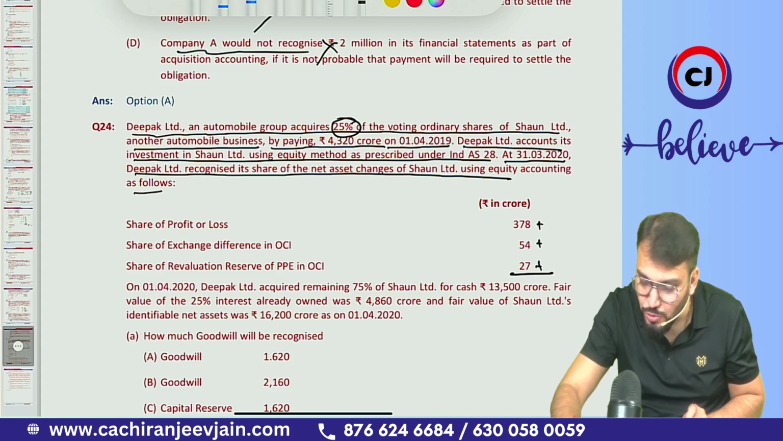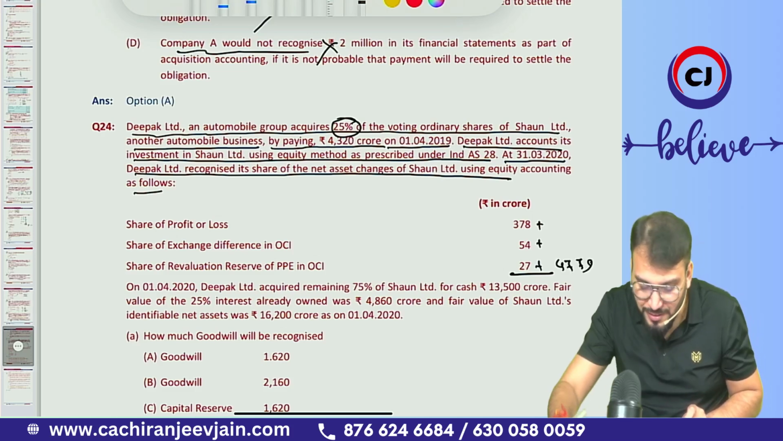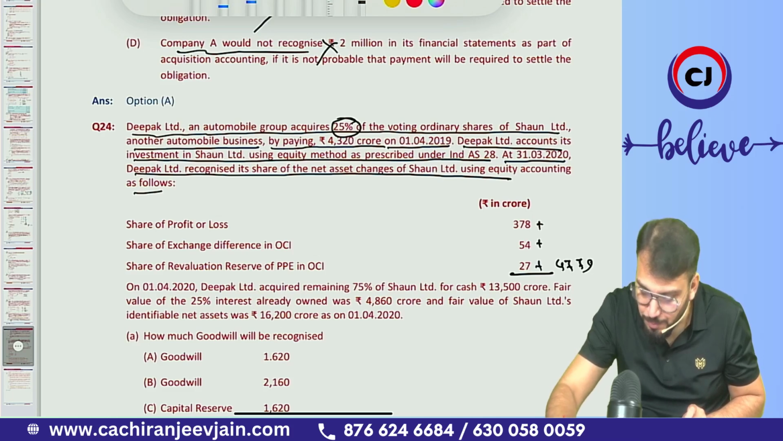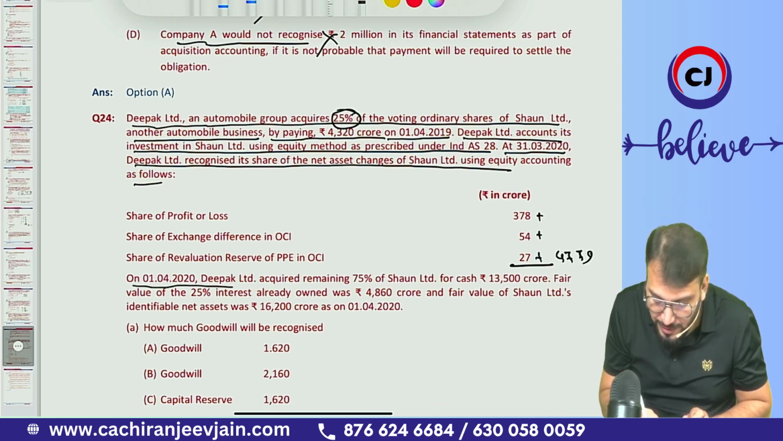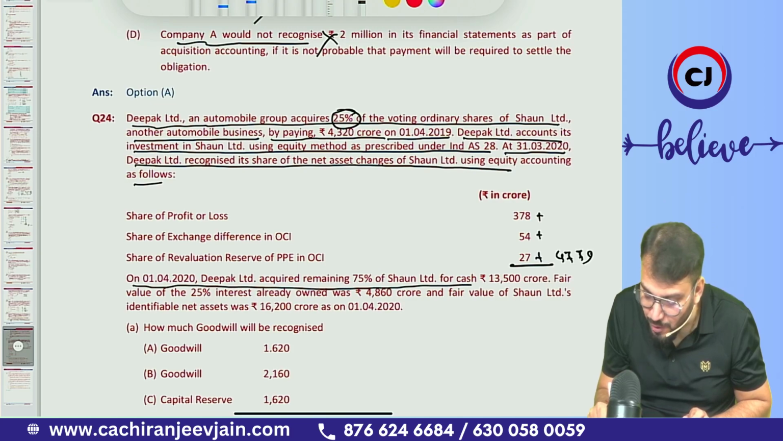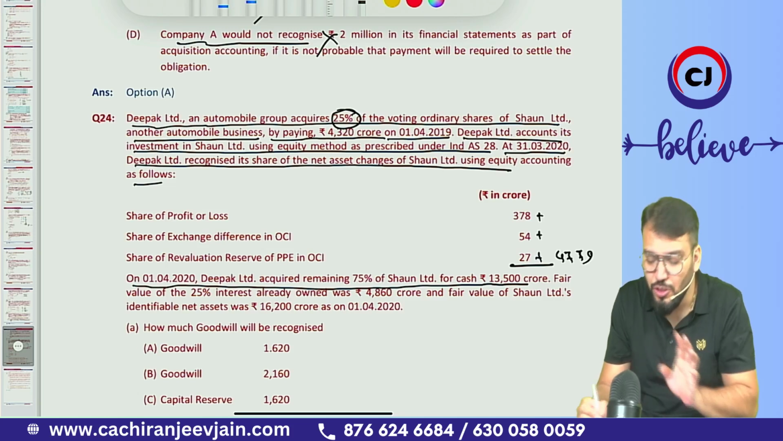It will be 4320 plus 378 plus 54 plus 27. That will come to 4779. Once again, 4320 plus 378 plus 54 plus 27, it is coming 4779. Yes, sir. On 1st April 2020, Deepak Limited acquired 75% of Son Limited for cash of 13,500 crore. So they again acquired 75%. This is a question of step acquisition.